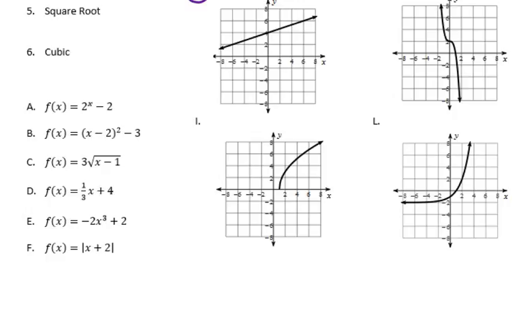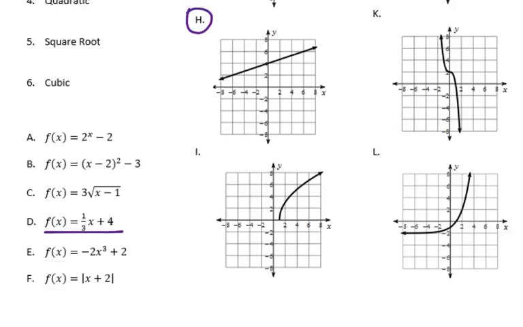What does linear look like? Well, it doesn't have any exponents, doesn't have a square root, doesn't have absolute value bars. It just has an x, and that's pretty much it. So it would be D.